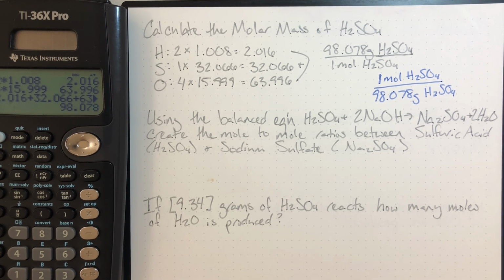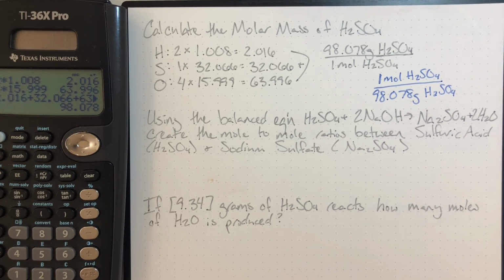Using the balanced chemical equation, I have 1 sulfuric acid being added to 2 sodium hydroxides, producing 1 sodium sulfate and 2 dihydrogen monoxides, water.